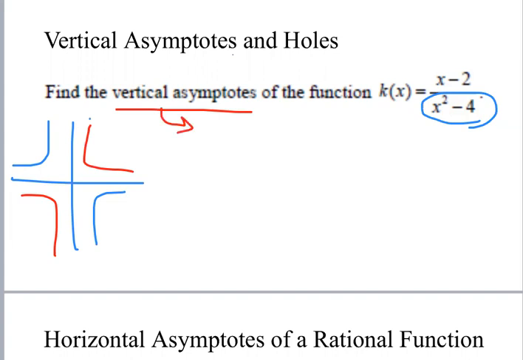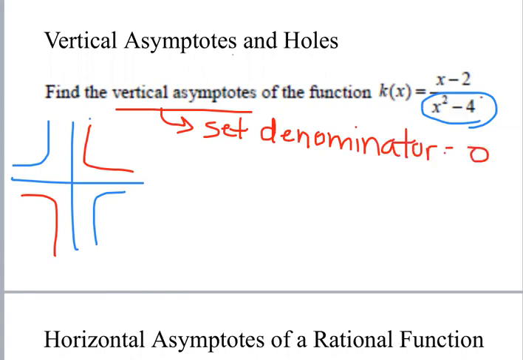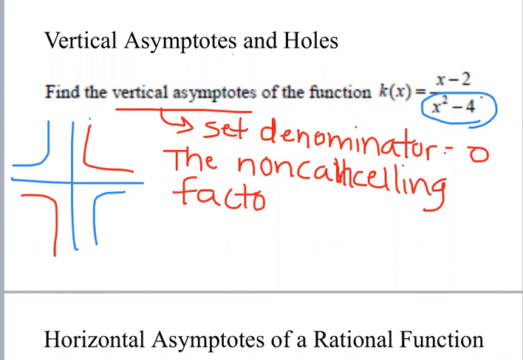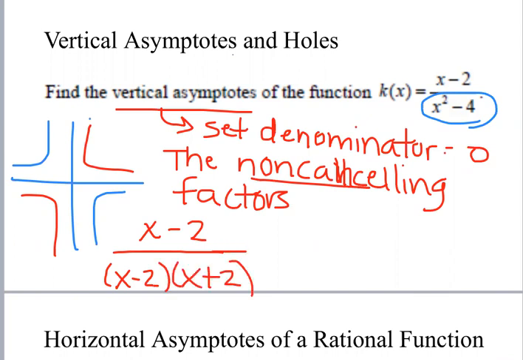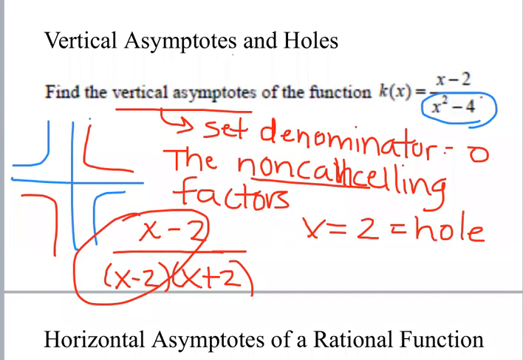So for your vertical asymptote, what we do is we set the denominator equal to 0. And then the non-canceling factors on top and bottom are your vertical asymptotes. Again, it's non-canceling because if they cancel, we get a hole. So up top, we have x minus 2. And when we factor the bottom, it's (x minus 2)(x plus 2). That's that difference of squares factoring pattern. So these two at x equals 2 represent a hole. But this one at x equals negative 2 is a vertical asymptote, meaning the graph can get close to it but won't actually hit it. We cannot have a negative 2 in the denominator.